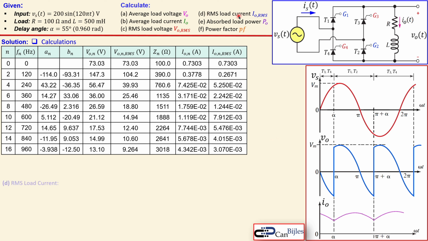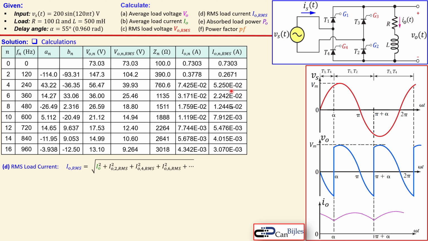Now for that we need to use this last column here and then use this formula to calculate the RMS load current. So we need to take the square root of the sum of the squares of each term here. So you see here the average load current, the second harmonic of the load current RMS, etc. So those are all here. You see that 2, 4, 6, etc.